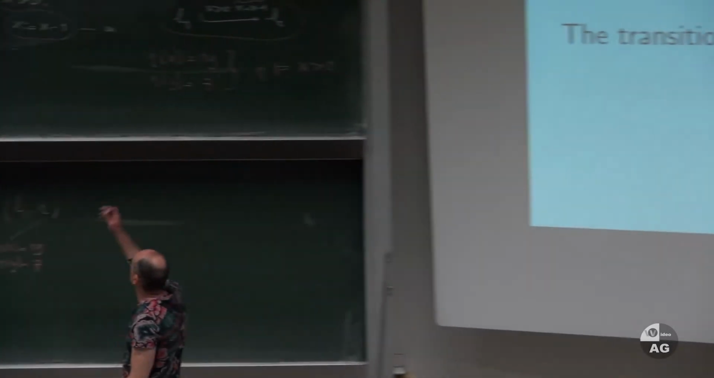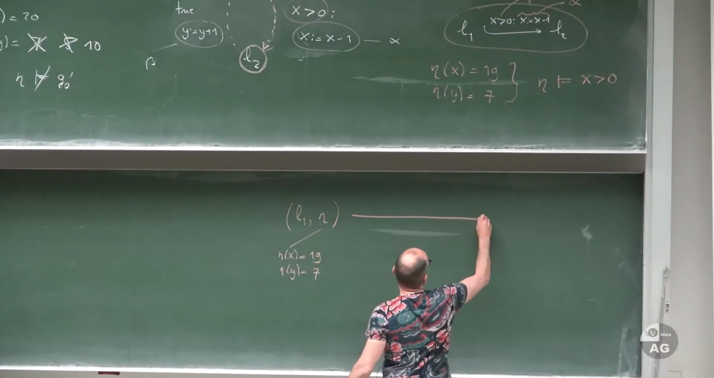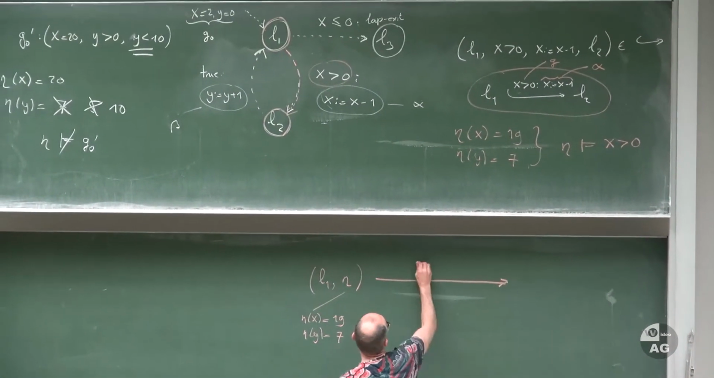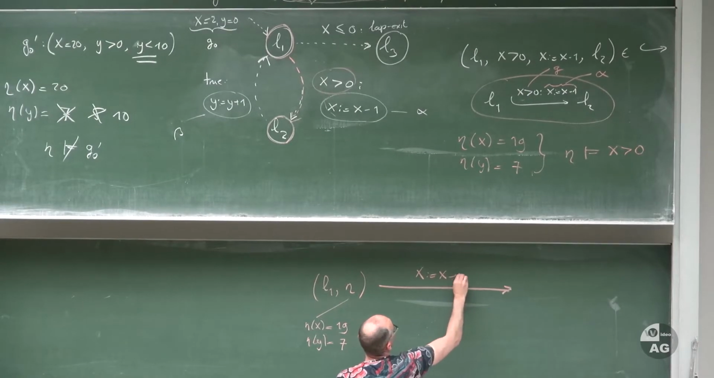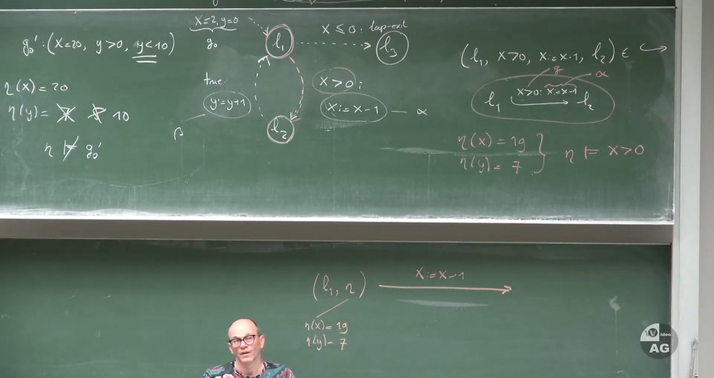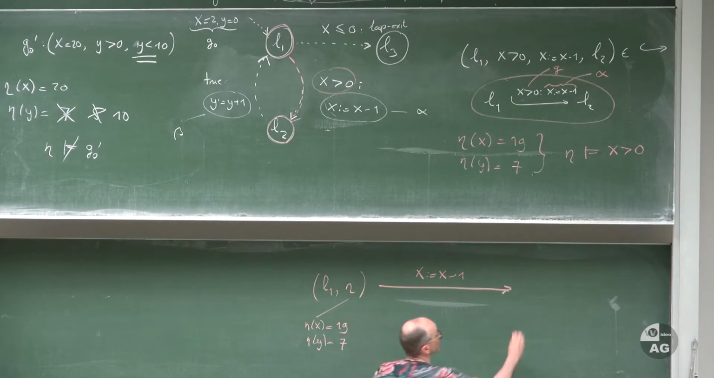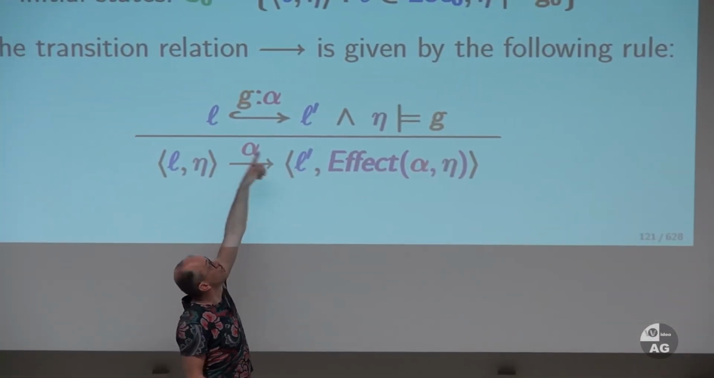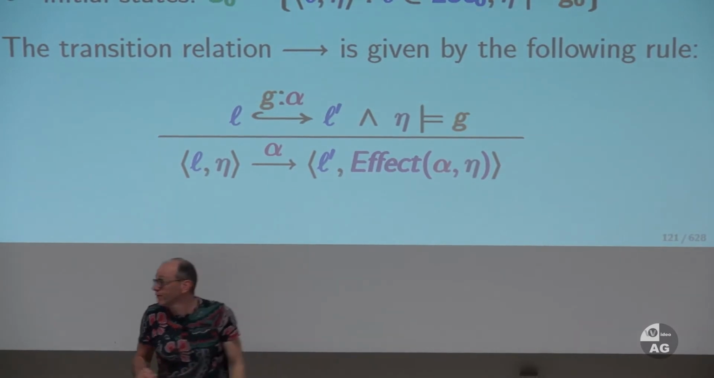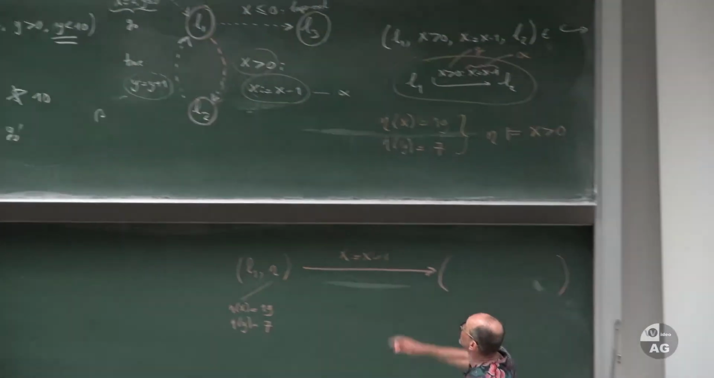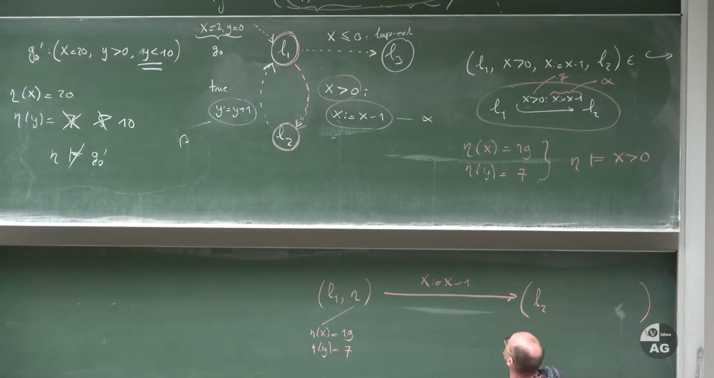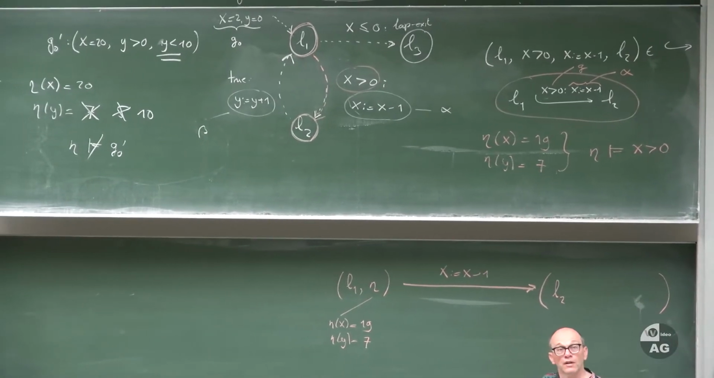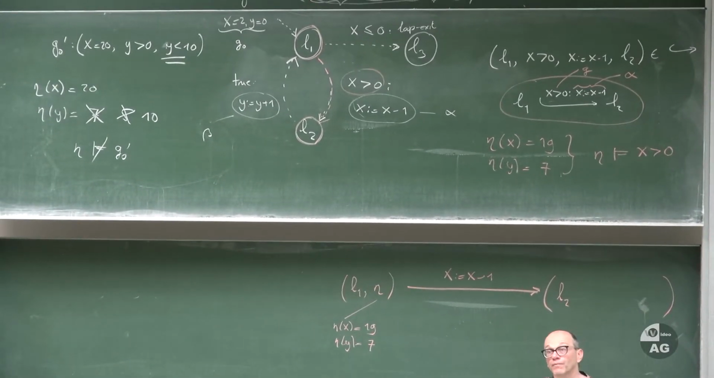What is alpha in my case? Alpha in my case is x becomes x minus 1. What is my next state? Well, my next state consists of L prime. What is L prime? L prime is the value of the program counter after doing this. So I can read this off from my graph. This L prime is exactly, in my case, L2, right? Because we take the orange edge in my graph.